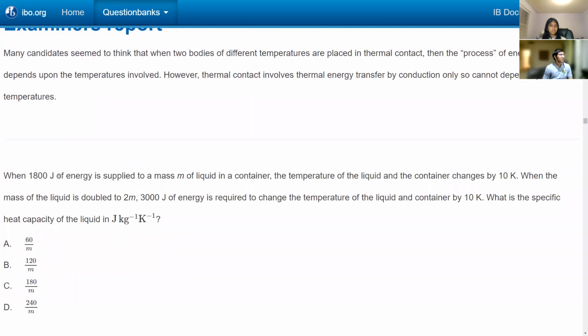Okay. When 1800 joules of energy is supplied to a mass M of liquid in a container, the temperature of the liquid in the container is 10 Kelvin, and the mass of the liquid is doubled to 2M. 3000 joules of energy is required to change the temperature by 10 Kelvin. What is the specific heat capacity in joules per kilogram Kelvin? I think this is just a subtract, like a slope question, like where they have two separate points. We have to just subtract each of them, right? It's joules. The difference in joules is what?